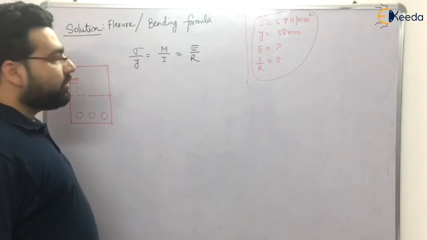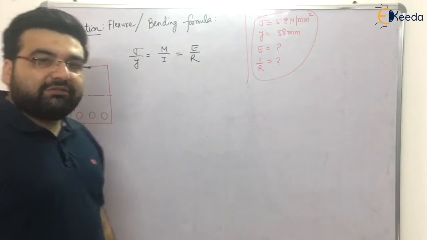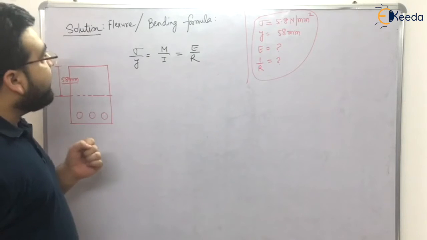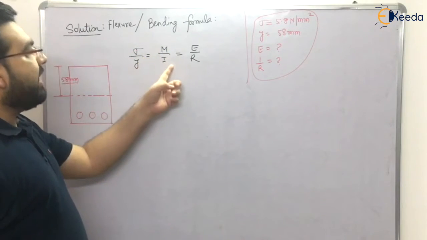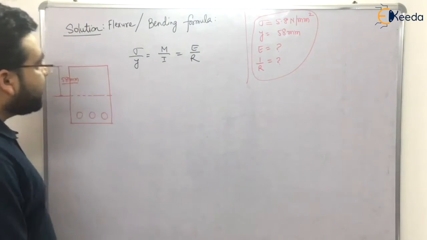So let us see how to solve this numerical. You know the bending or the flexural formula in strength of materials. You must have learned it, that the flexural formula is given by sigma by y equals M by I equals E by R. Remember it, right? So this formula will be used.